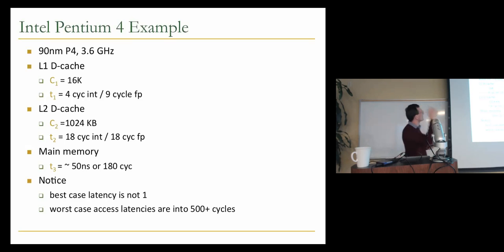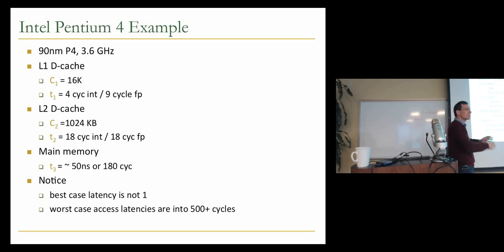This is actually an old example from Intel Pentium 4, which had a 3.6 gigahertz clock at 90 nanometer node. The L1 cache was 16 kilobytes. And the intrinsic latency of it was 4 cycles for integer operations, 9 cycles for FP operations, because FP operations actually required a larger cache line. For L2, the cache size was 1 megabyte, and the access time was 18 cycles, inherent access time. And main memory assumed that its access time is 50 nanoseconds, and assumed that all data is in main memory.